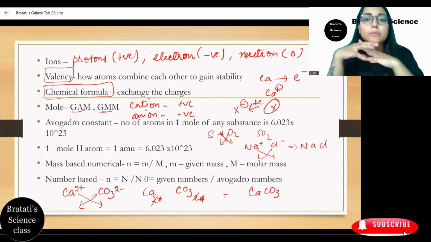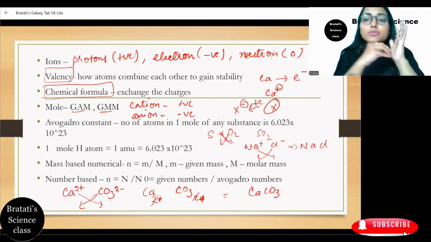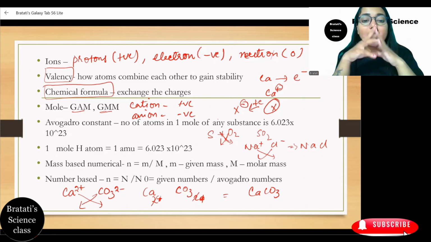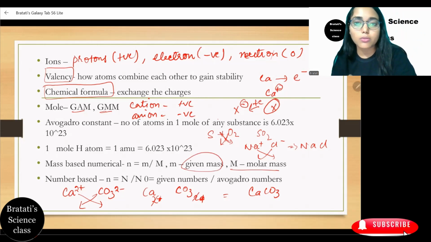This is how the sums come, and based on that we have to remember two formulas for the numericals when we are finding out small n, based on mass and based on numbers. Based on mass, small n is small m by capital M, where small m is the given mass and capital M is the molar mass. In a problem, two things will be given and one thing is unknown, which you have to find out.